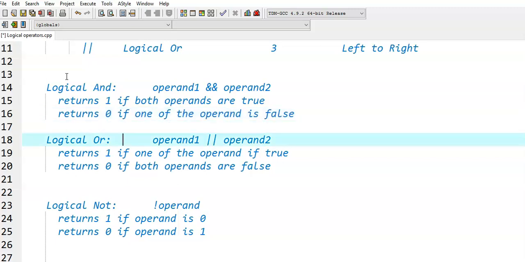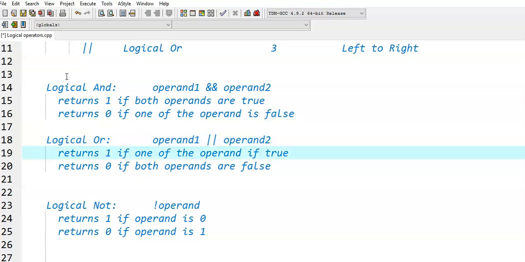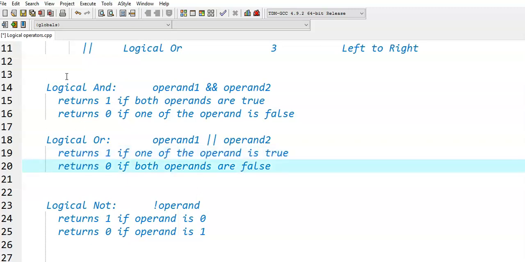Coming to logical OR, this is the syntax: operand 1 followed by logical OR followed by operand 2. So the logical OR operator returns 1 if one of the operands is true. It returns 0 if both the operands are false.